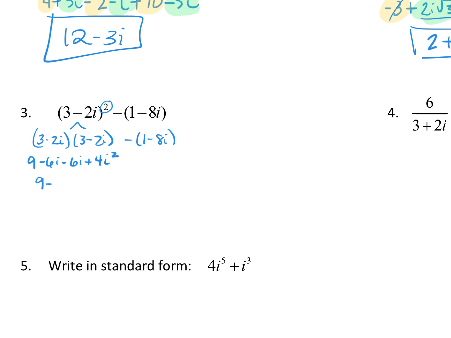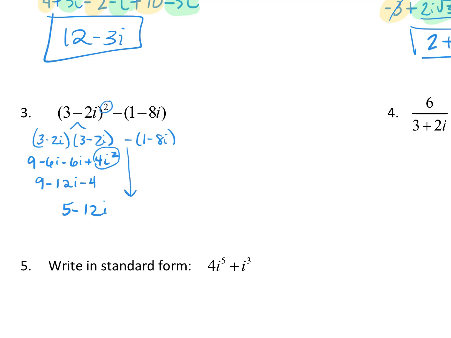So this would be 9 minus 12i. 4i squared becomes minus 4, right? So 5 minus 12i, right?